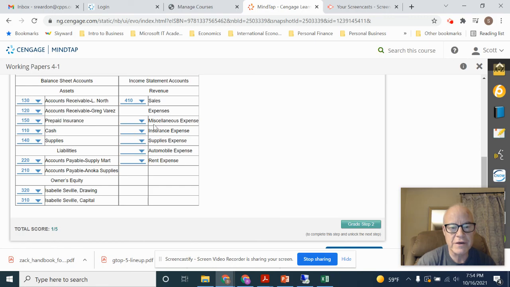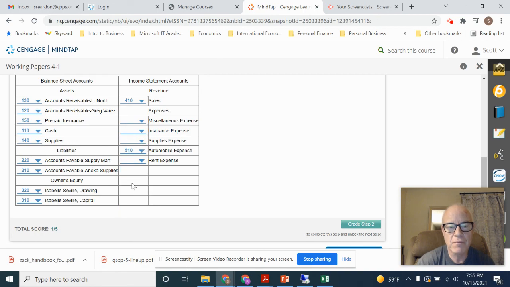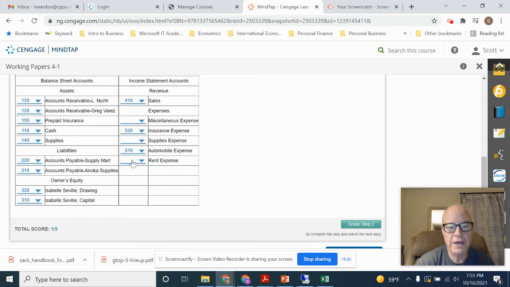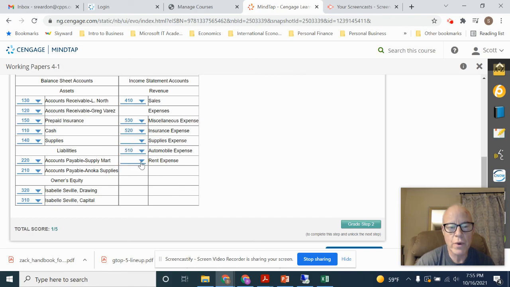Then we get into expenses, and expenses we want to organize in alphabetical order. Automobile 510. Check my alphabet here. Insurance 520. Miscellaneous 530. Rent expense 540. Supplies expense 550. Now I can see where some companies might actually put miscellaneous expense at the very end because it's kind of a catch-all. So there you go. How do you think I did? I think I did good.